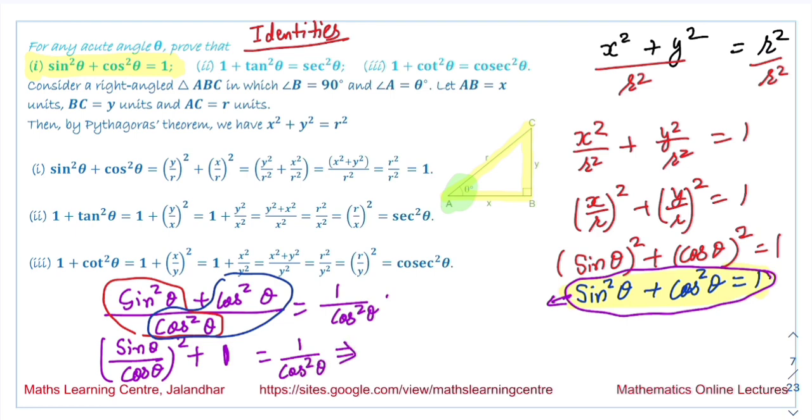What is sine theta over cos theta? We already know it is tan theta. So it is tan square theta plus 1. And what is 1 over cos square theta? It is secant square theta.